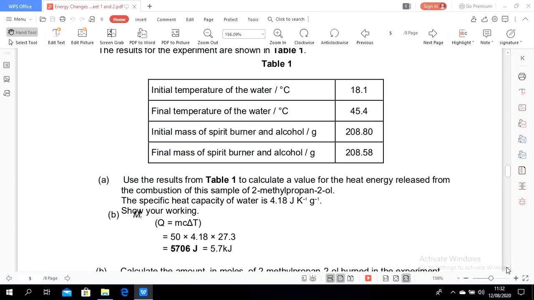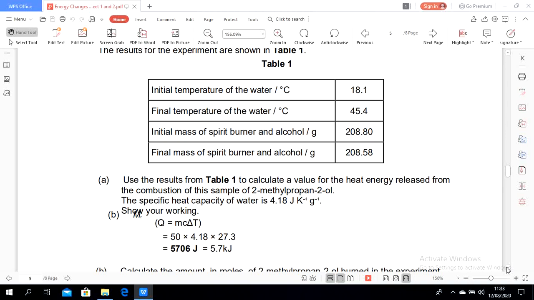So what do we have to do here? We have to find the Q. Q is the heat: the heat energy released by the alcohol, which is accepted by the water. We are not able to calculate the heat that is given out by the alcohol because the specific heat capacity of alcohol is not given, but here the specific heat capacity of the water is given.